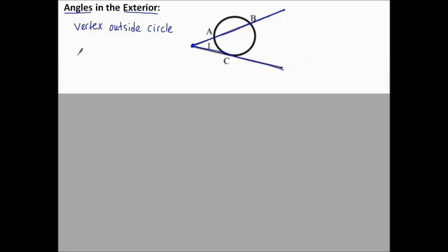For this one, shine a flashlight. Notice it also intercepts two arcs. There's an arc that's a really big arc, and there's an arc closer that's a smaller arc. This time, we say that the angle is half of big arc minus little arc.